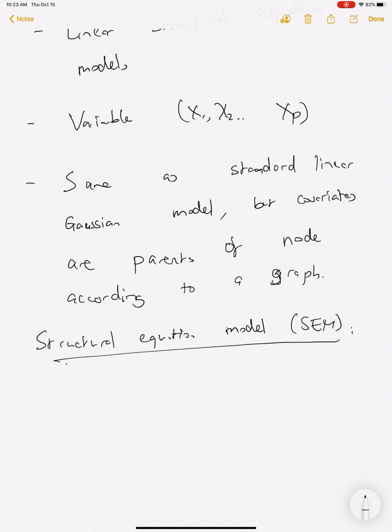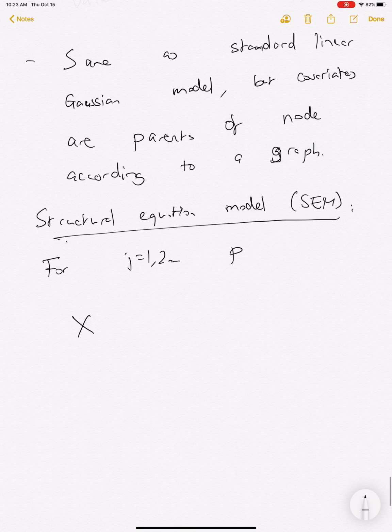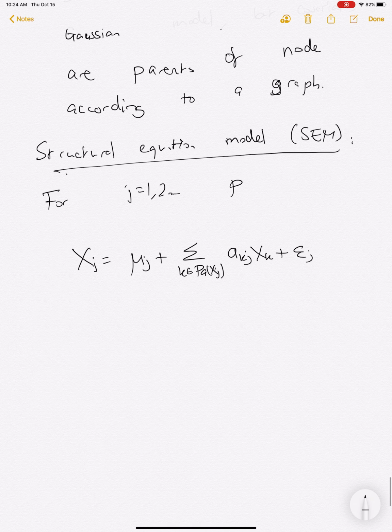And okay, so we have a different model for each j, j equals 1, 2 up to p. Xj is equal to some mean plus, we're going to look at the parents of xj, and I'm going to use this notation that k is just the parents of xj. And then we have these coefficients akj times xk plus epsilon j. So here we have that mu j is like a shift or mean parameter.